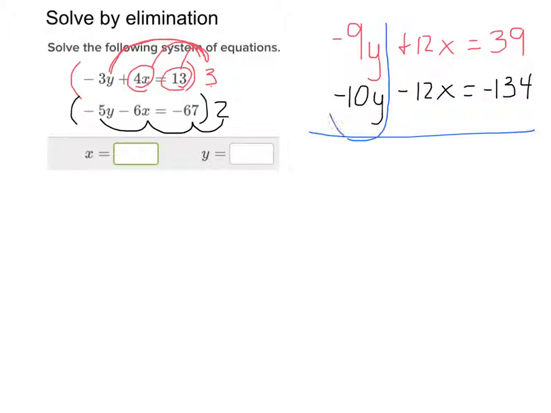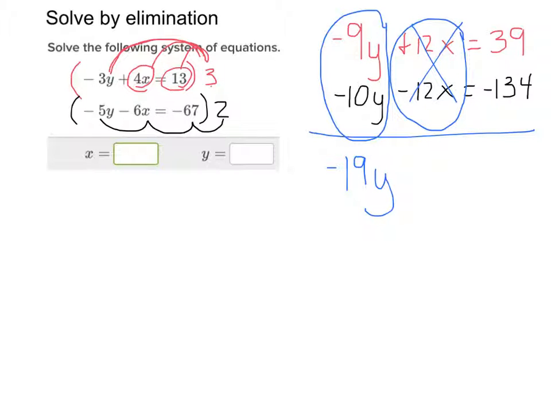And now elimination means I'm going to add the columns up. So I'm going to add these two up, and I get negative 19y. I'm going to add these two up, and I get 0, right? 12x and negative 12x give me nothing, so I eliminated the x. And then 39 and negative 134 gives me negative what? 95.